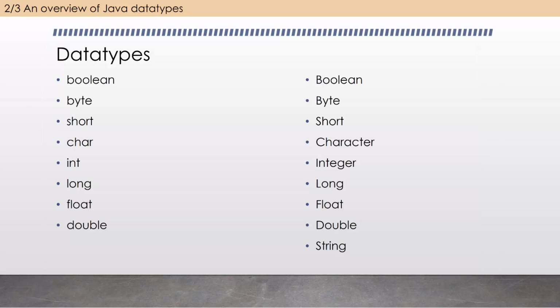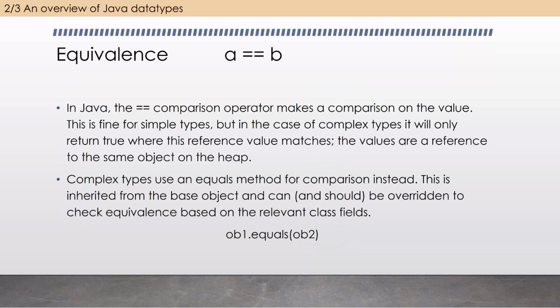So here's an example of some of the data types. On the left, we have simple types, and on the right, I've provided an additional one, string, and also what we call the boxed versions of the simple type. So a capital B Boolean is a complex type that simply holds a simple type. And this is how you can take a simple type and basically turn it into a complex type.